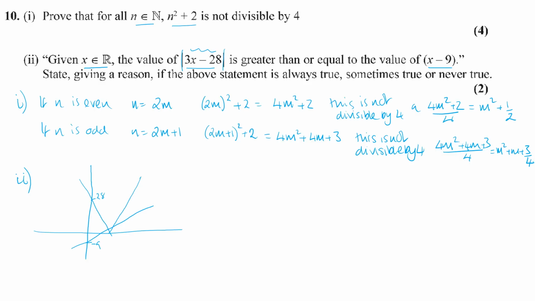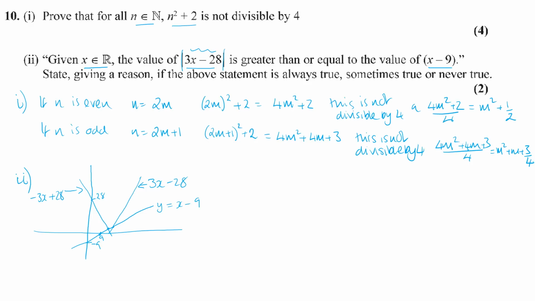So you can see that they're going to cross, and at what point are they going to cross? Well, this point here on the line y equals x minus 9, when y is equal to 0, x will equal 9, so it goes through there. This mod graph, this line on this side of the mod is going to be 3x minus 28, and on this side it's going to be minus 3x plus 28 when you reflect it. So it would be useful to know these 2 points here.